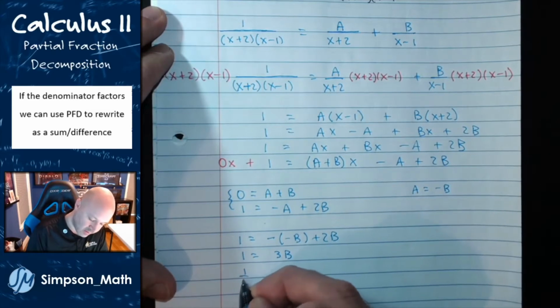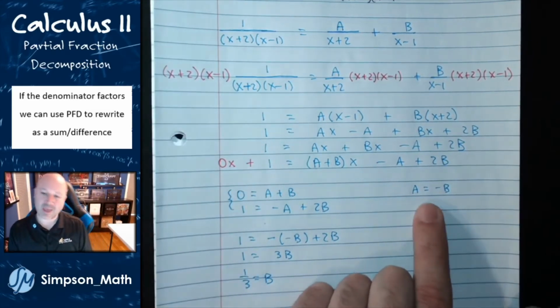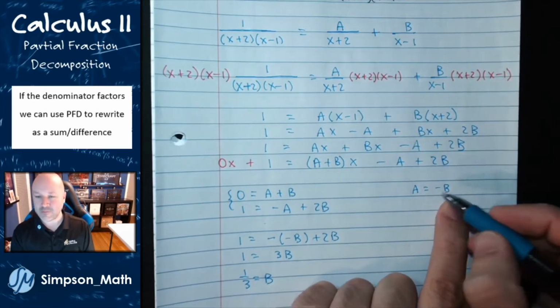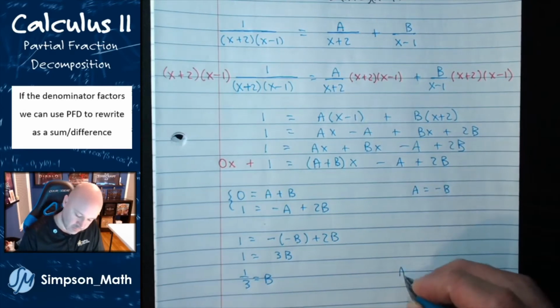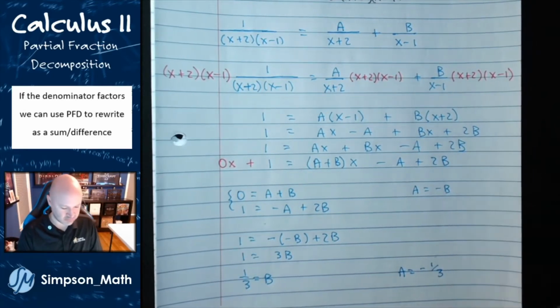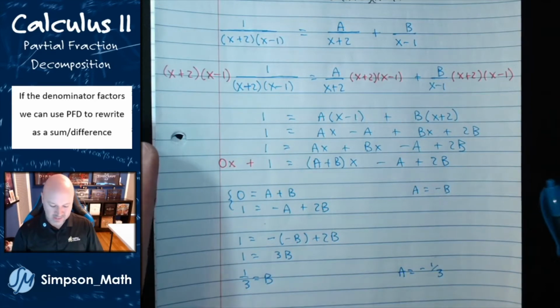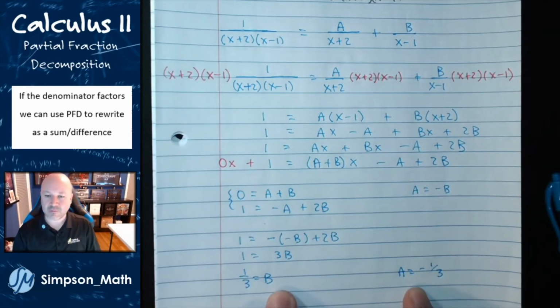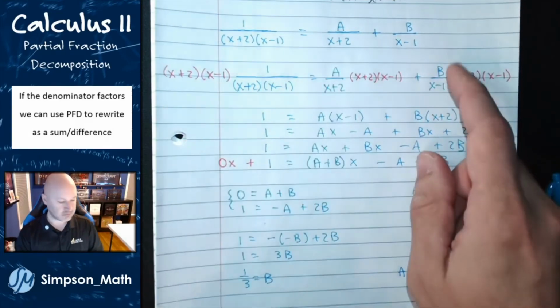So then 1/3 equals b. Oh, and I know a in terms of b. If b is 1/3, then a would be negative 1/3. All right. So I claim I can then plug those back into this sum up here.